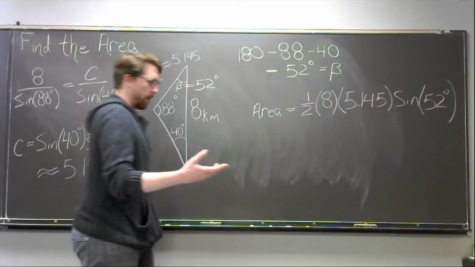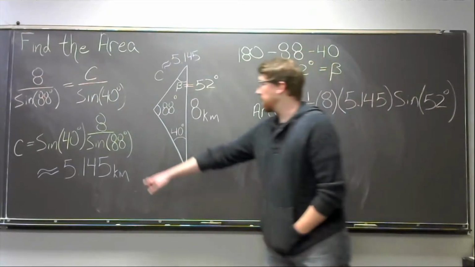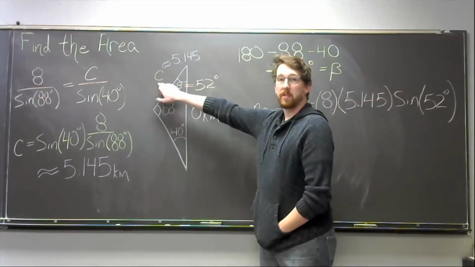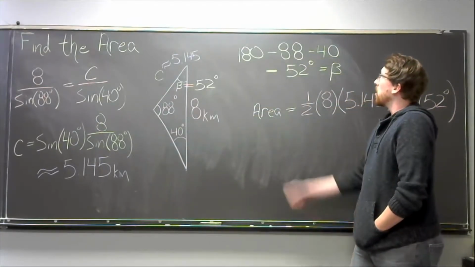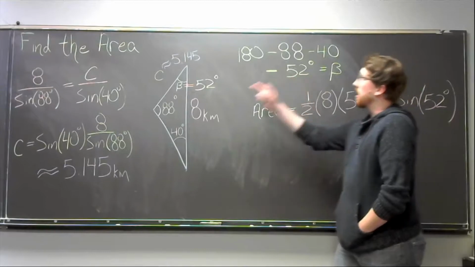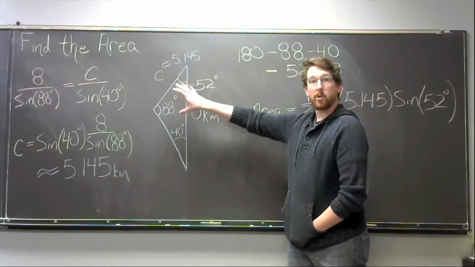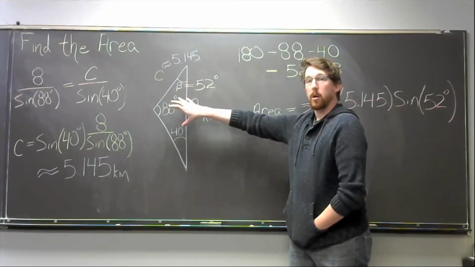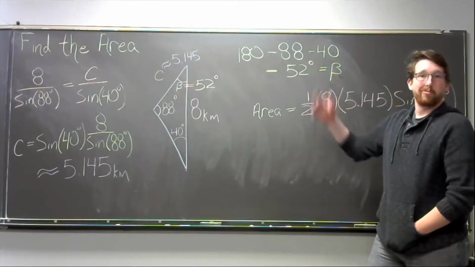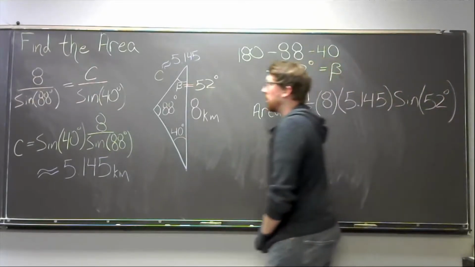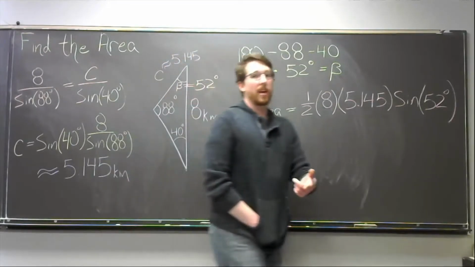So what did we do here? First, we applied the law of sine to get the length of C. And then we used the fact that all of the angles inside of the triangle have to add up to 180 degrees. So we were able to find out what beta was. And that's all she wrote. Having said that, let's get into section 3.2 now.